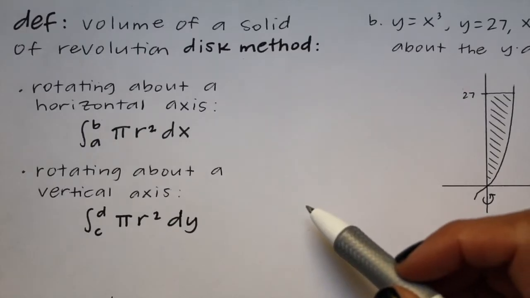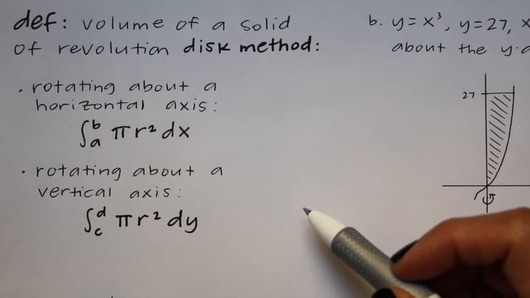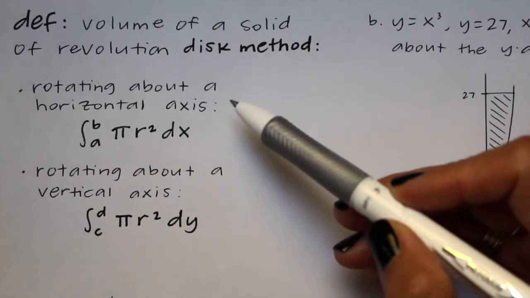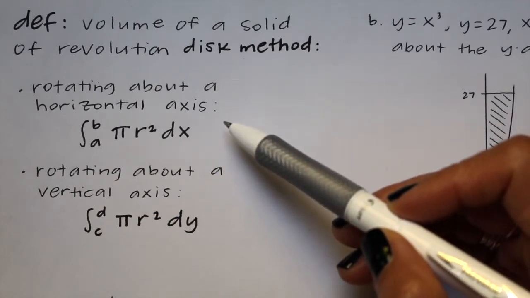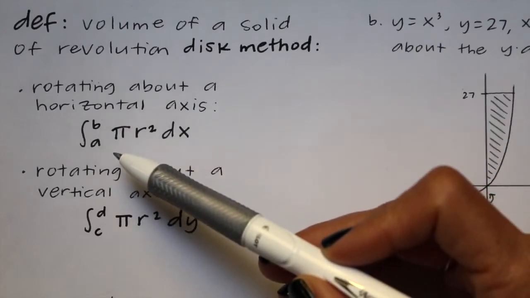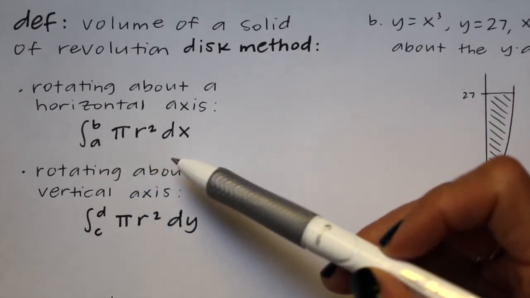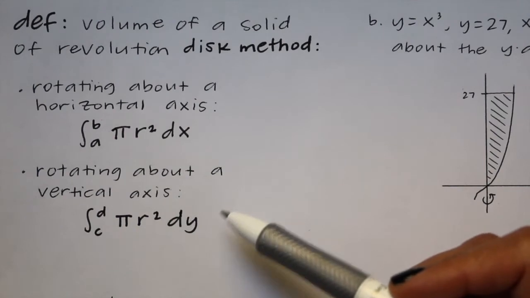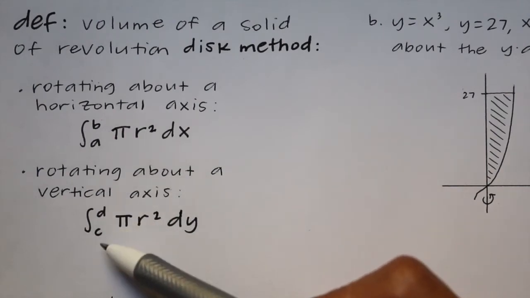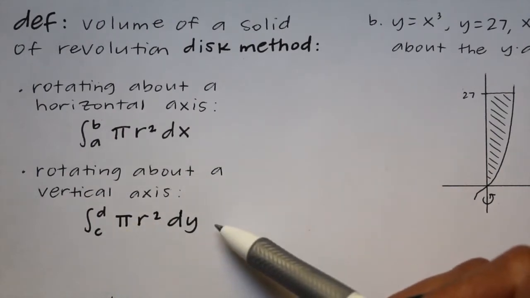To find the volume of a solid of revolution, we're going to first use the disk method. So I wrote out, if you're rotating around a horizontal axis, you're going to use the integral from a to b of pi r squared dx. If you're rotating about a vertical axis, it's the integral, and then you have your limits, pi r squared, and then it's going to be dy.